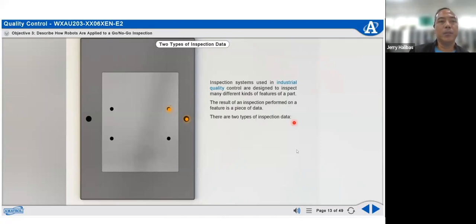So, we go now to how robots are applied to go and no-go inspection issues for quality control.